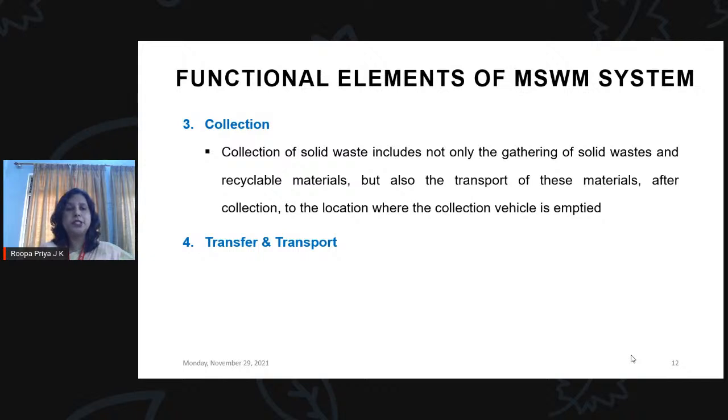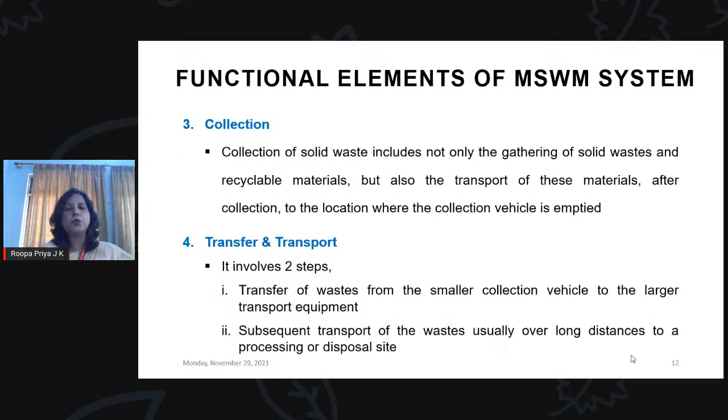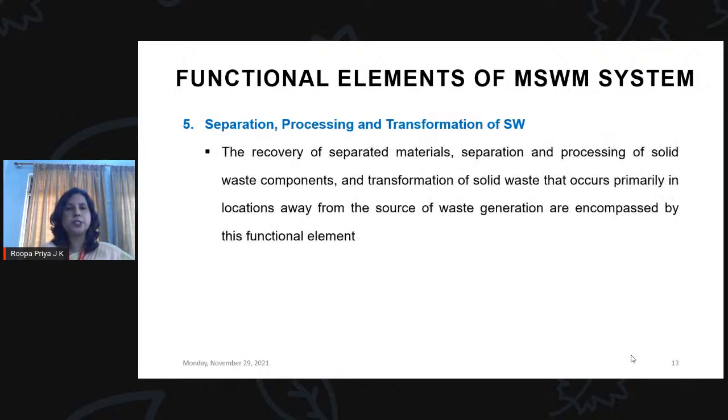The fourth element is transfer and transport, and it involves mainly two steps: transfer of those wastes from the smaller collection vehicle to the larger equipment, and the second one is subsequent transport of these wastes, usually over long distances, to a processing or a disposal site. Our fifth element is separation, processing, and transformation of solid waste.